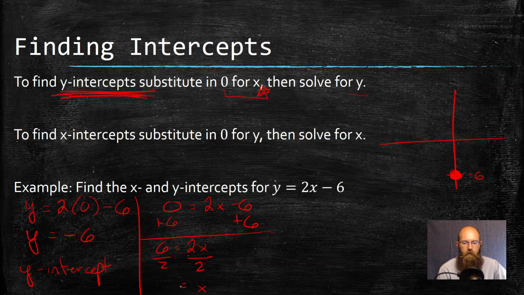So now x equals 3. That has to be my x-intercept because it's x equals. And that means I cross over here at 1, 2, 3. Not quite drawn to scale. Boom. There's my line. Nice and pretty.